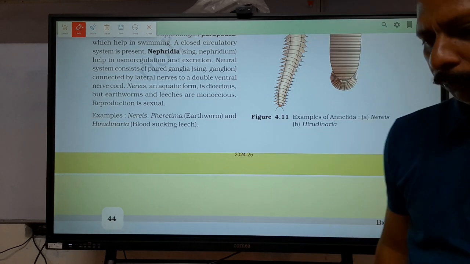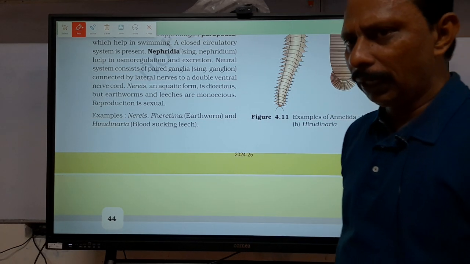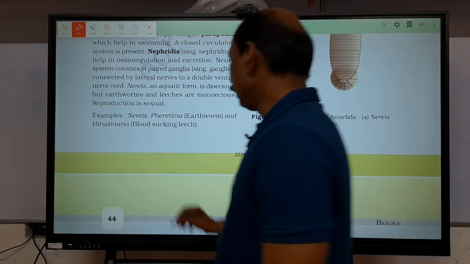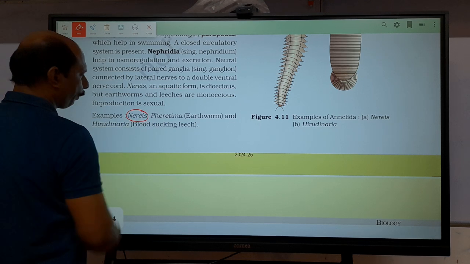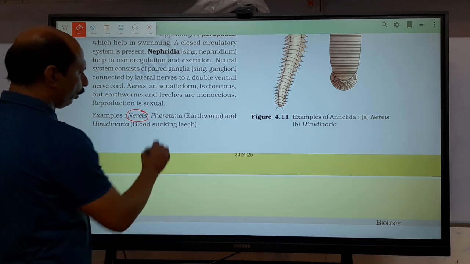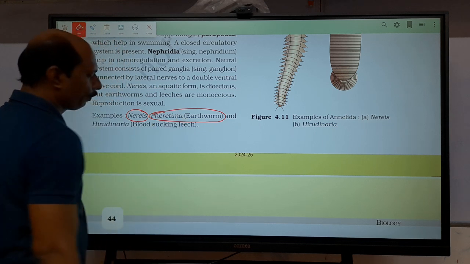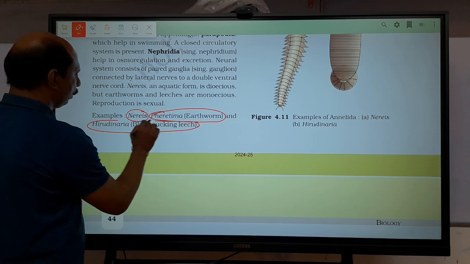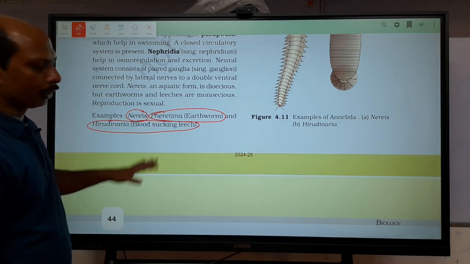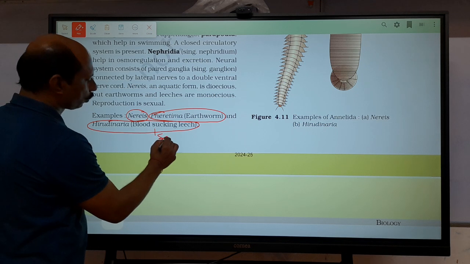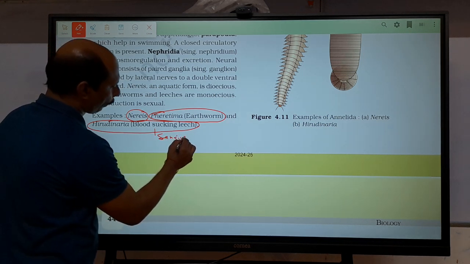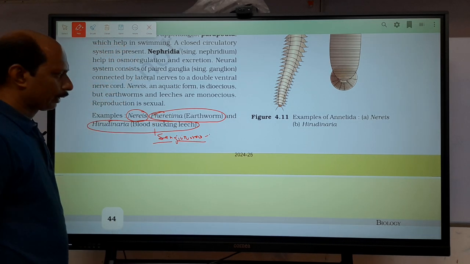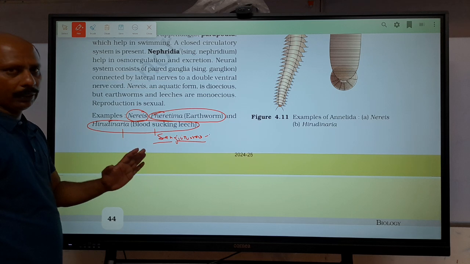These classes are Polychaeta, Oligochaeta and Hirudinea. Actually earlier it was 4 classes, but the 4th class is totally extinct. So Nereis example is given here, it is the example of Polychaeta. Pheretima, earthworm, this is the example of Oligochaeta. And Hirudinea, blood sucking leech, is called sanguivorous, because blood sucking. Sanguivorous means blood sucking ectoparasite. So this Hirudinea, Hirudinaria.